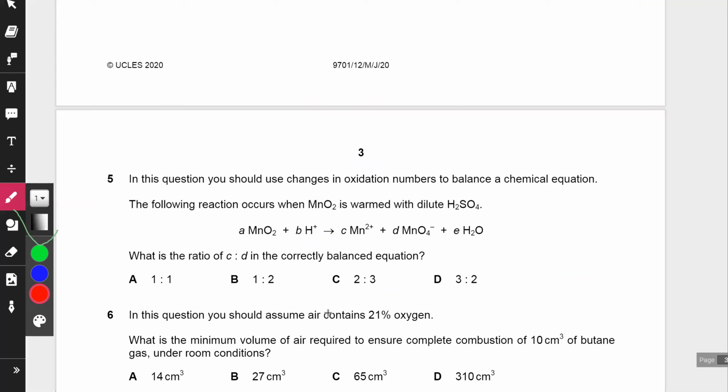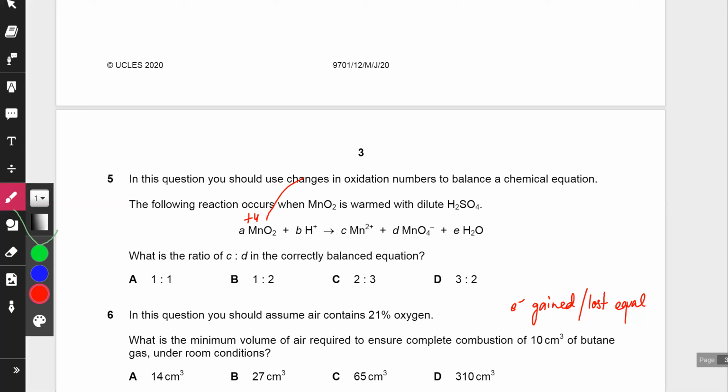It's about balancing redox reactions. They're saying, what's the ratio of C to D in the correctly balanced equation? Now, how do you balance a redox reaction? The number of electrons gained and lost must be equal. If something is getting oxidized, something is getting reduced, they should be equal. Now, this is a disproportionation reaction because the only element that is getting oxidized and reduced at the same time is Mn. There's no other element. H is +1, O is -2. It's Mn that is getting reduced.